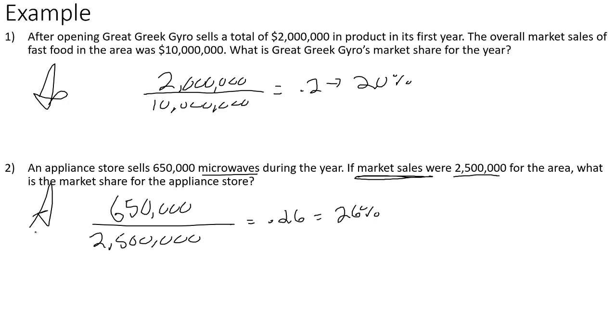As long as you know how much you sold in terms of dollars or units and how much everybody in the area sold in terms of dollars or units, you can create this fraction. And again, it's used a lot to attract potential investors to help a business grow.